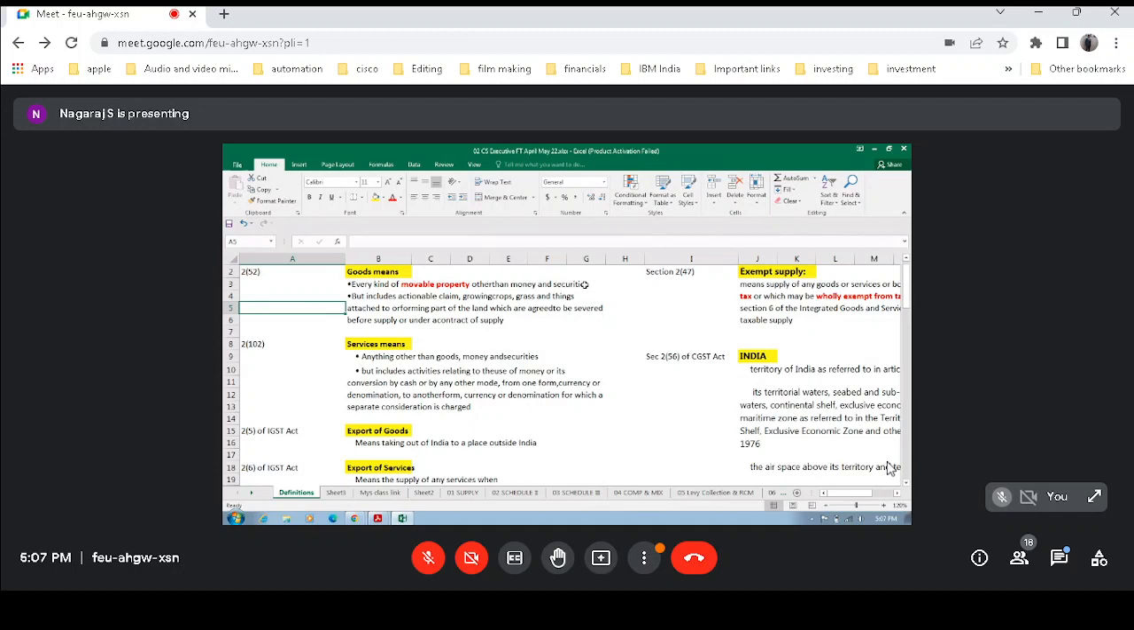Under the definition, goods means every kind of movable property other than money and securities. What does it mean when money and securities are excluded? That means Indian rupees, US dollars, and those things have been excluded. When I come to the service part, I will tell you exactly what it means.